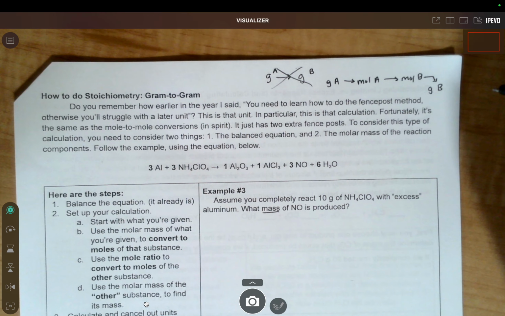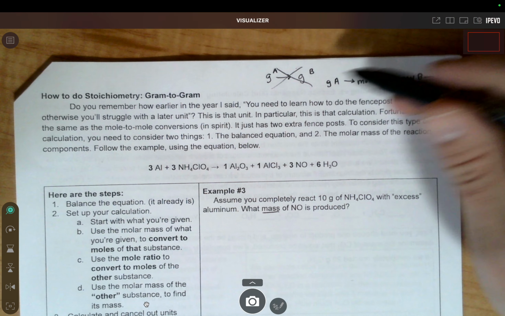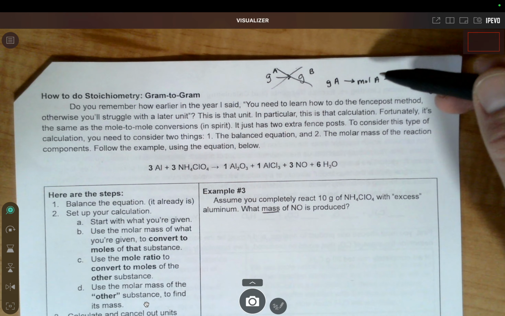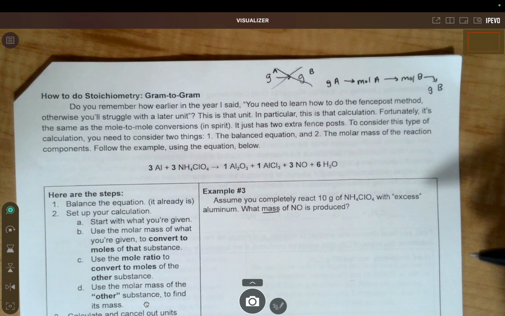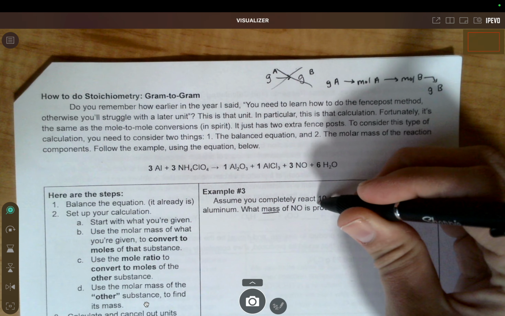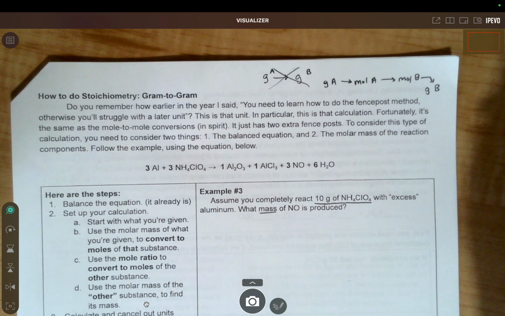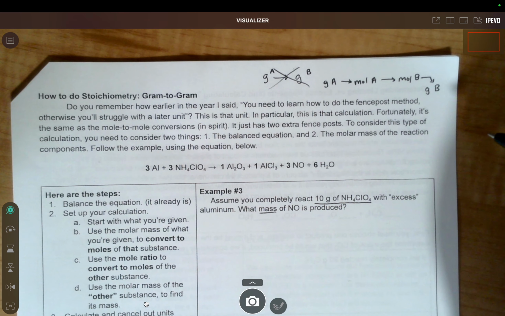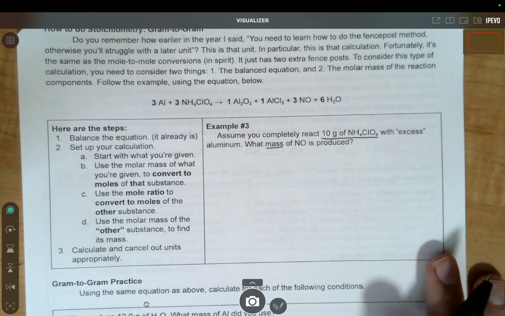So that's our process here, and that will always be the same. Wherever you start along this process may be different. I could start here, or I could start here, depending on what the question gives me. In this particular case, I am given 10 grams of my one reactant, and I am looking for the grams of the other product. So I have to go through moles to get there. So let's do it.